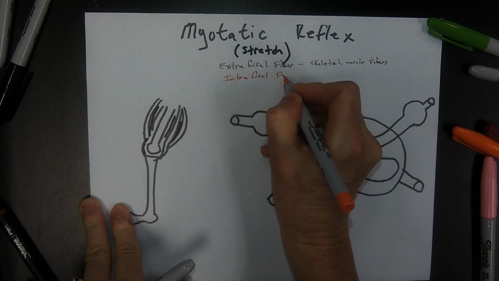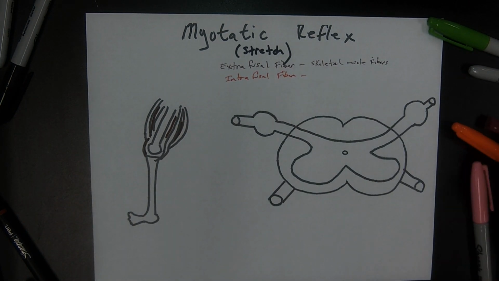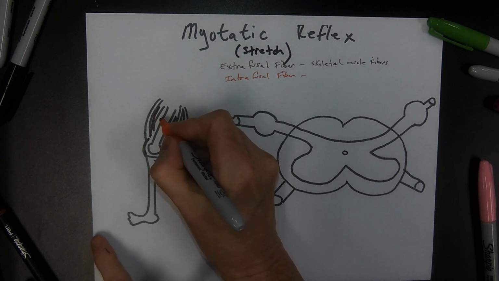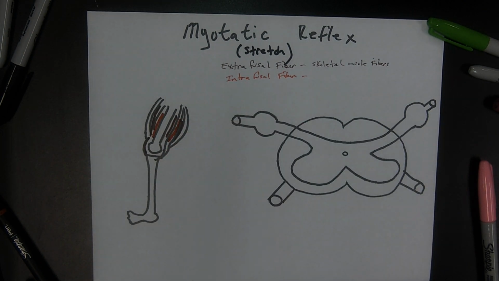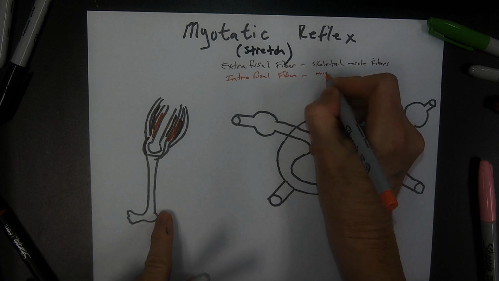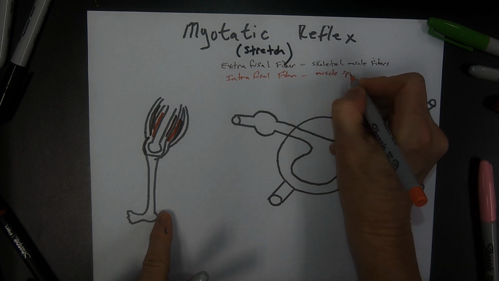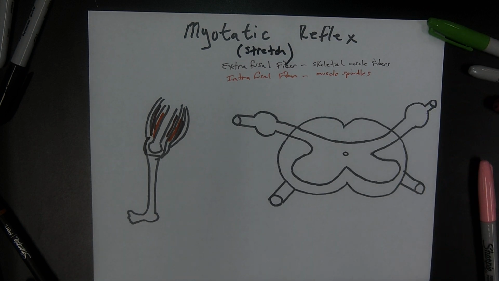These are kind of intercalated in with the extrafusal fibers, and I'll represent them here by the orange. They're just another kind of fiber that's present in all muscles. Your intrafusal fibers are your muscle spindles. Their job in life, it's a special kind of receptor that detects muscle stretch.